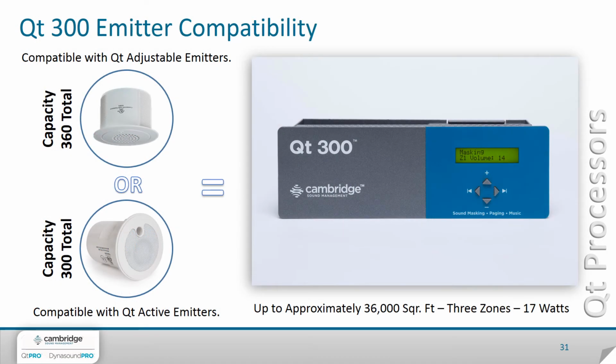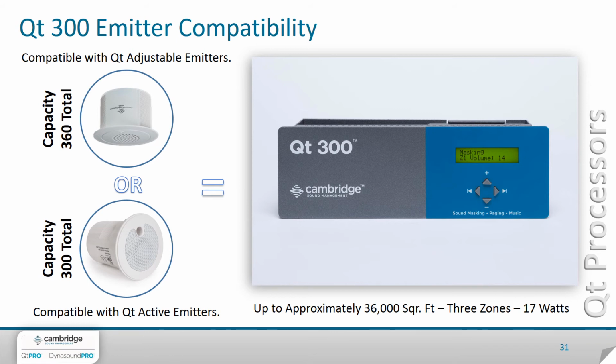QT300 supports both QT adjustable emitters as well as QT active emitters. Each zone can support up to 120 QT adjustable emitters across 2 cable runs of 60 devices each, for a total capacity of 360 adjustable emitters. When connected to QT active emitters, the total capacity is 300 emitters total, with 100 active emitters available per zone using the 2 cable runs.